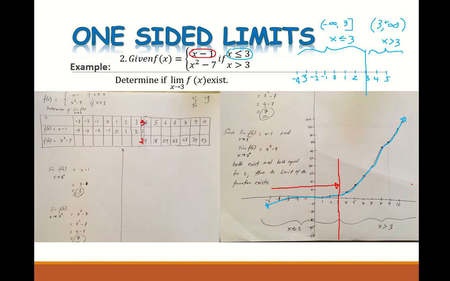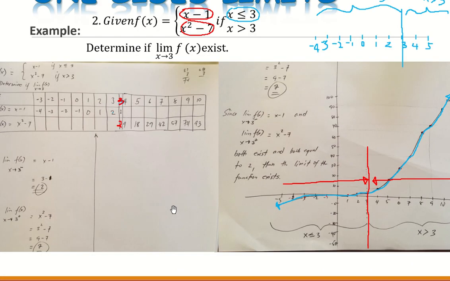Now, for x approaching 3 from the right, we use another interval, right? For this interval, we have this condition: x greater than 3, so we have to use this. The limit of f of x as x approaches 3 from the positive side uses the expression x squared minus 7. Substituting x, which is 3: 3 squared is 9, 9 minus 7 equals 2.